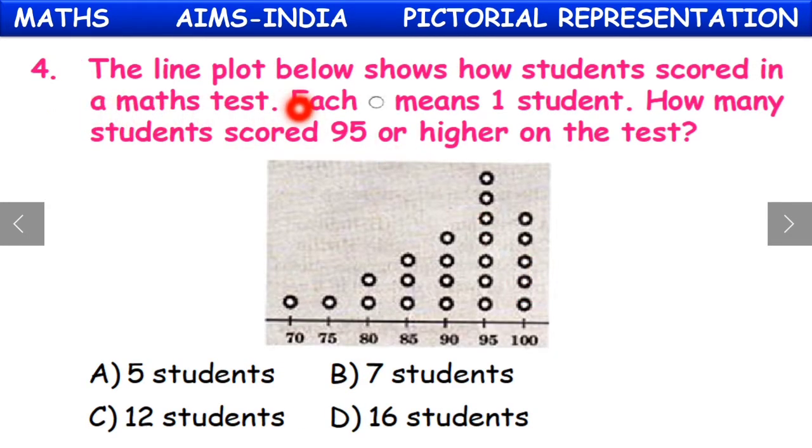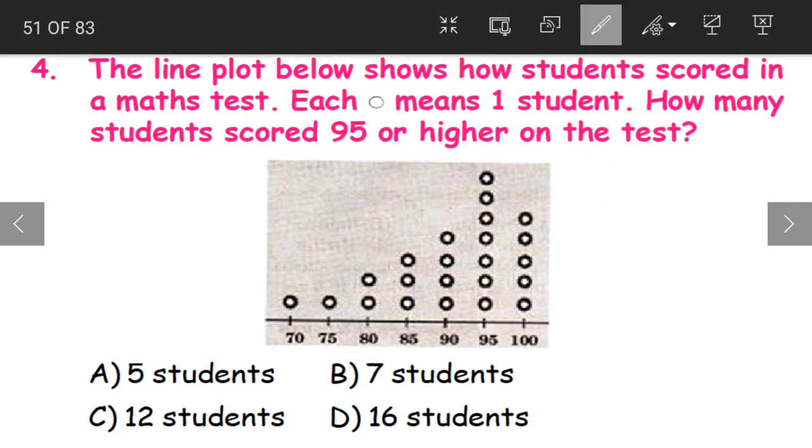Question 4. The line plot below shows how students scored in a maths test. Each circle means one student. How many students scored 95 or higher on the test? Now it is easy because here one circle means one student only. So here we are having one circle, that means one student.